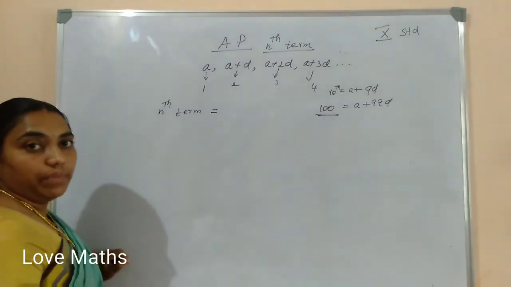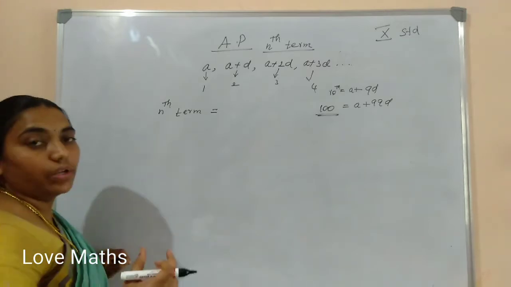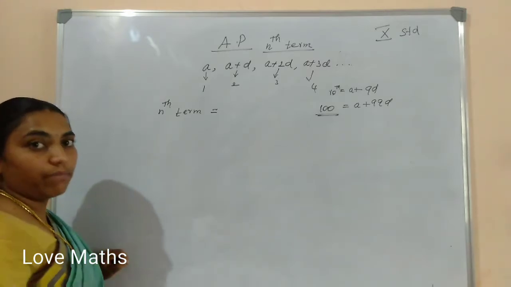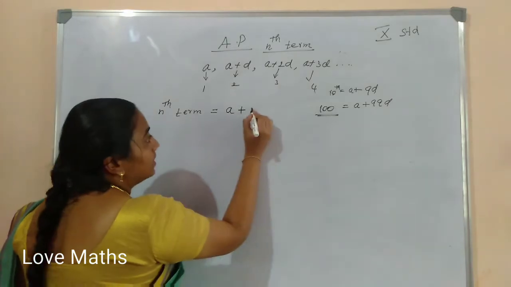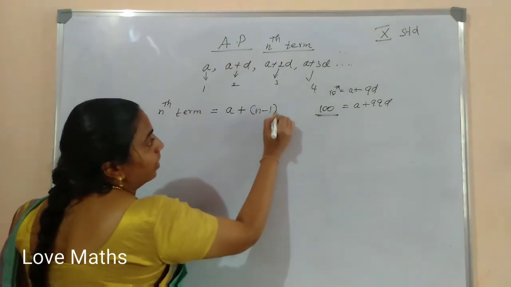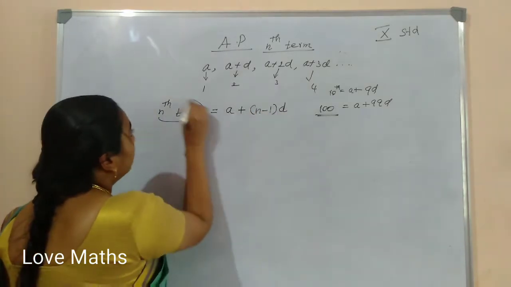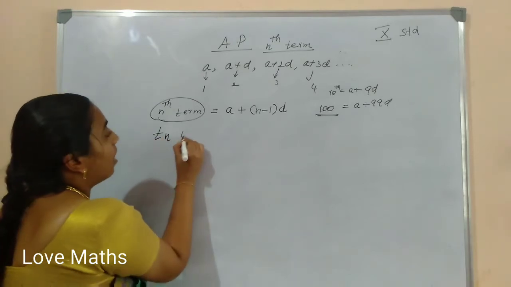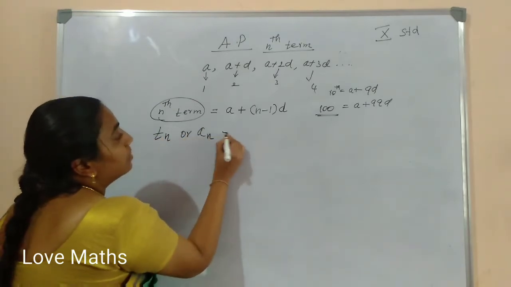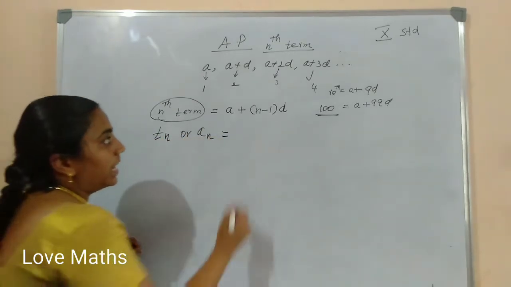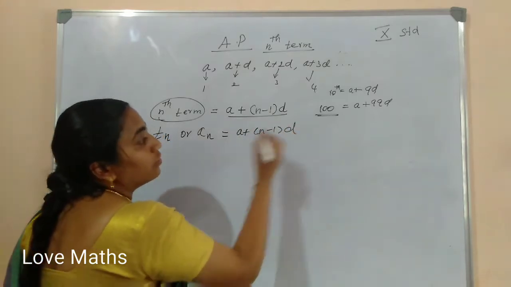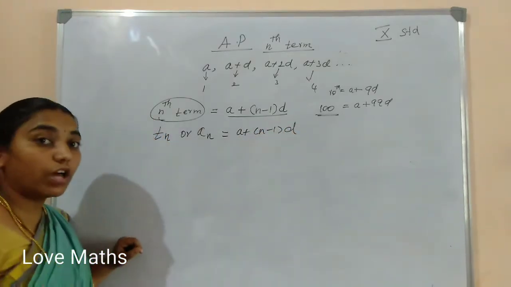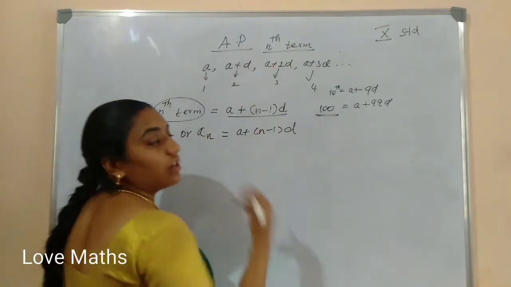So nth term means you should subtract 1 from n. So what do you get? The first term plus n minus 1 into D. This nth term is denoted as Tn or An. So this is the formula: A plus n minus 1 into D. You don't need to memorize the formula. How did the formula come? Based on the general form.